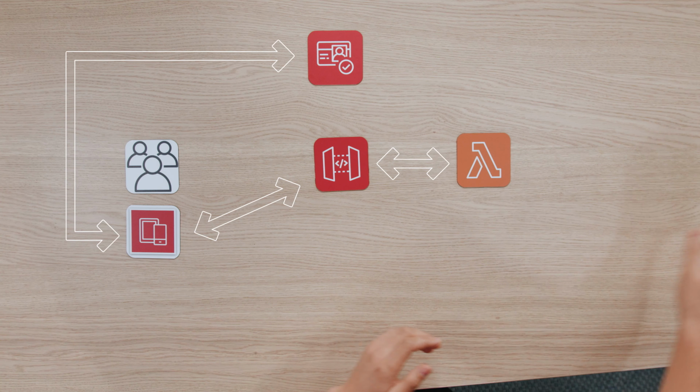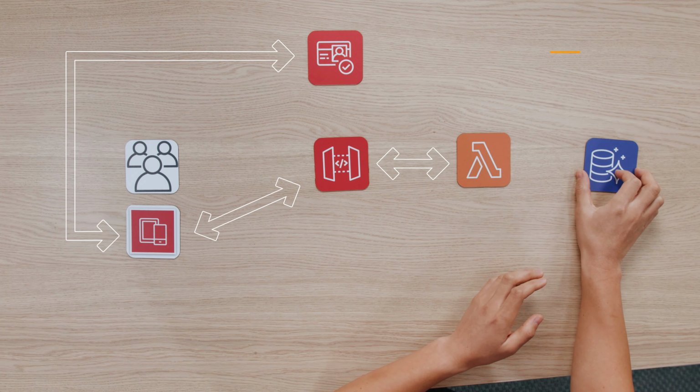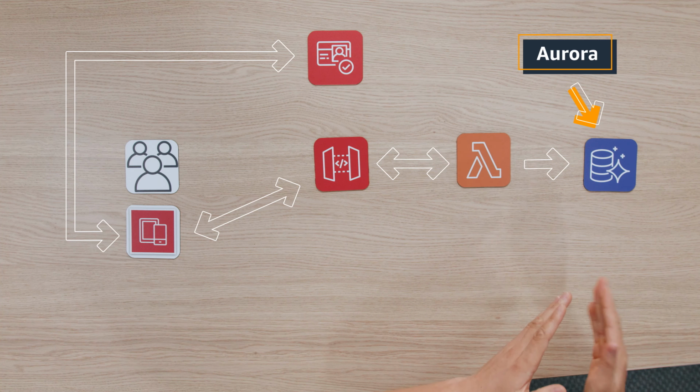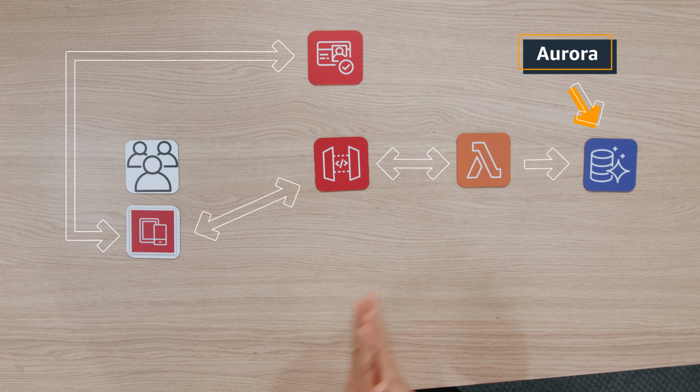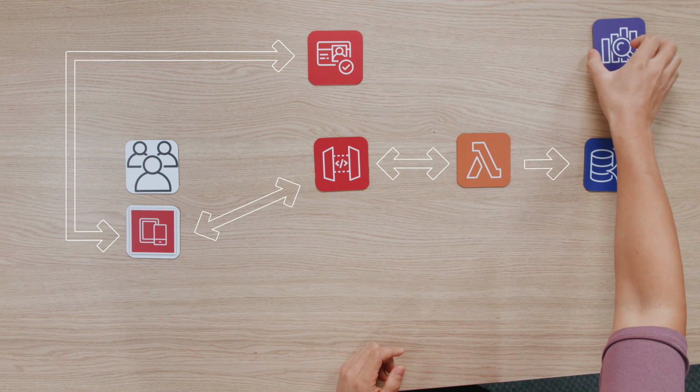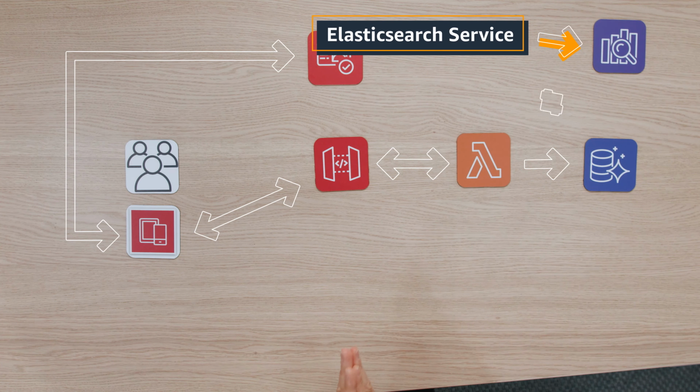Amazon Aurora is a MySQL and Postgres compatible relational database built for the cloud. He'll use Aurora to perform CRUD operations on food orders. You'll want to build search functionality to help your users discover the right product to buy. Amazon Elasticsearch provides a fast and personalized search experience for your app.